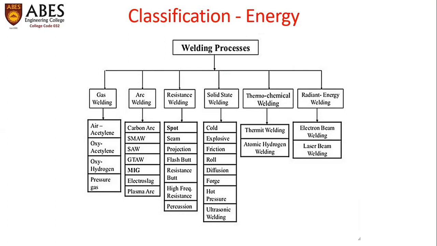The solid state welding includes cold welding, explosive welding, friction welding, roll welding, diffusion welding, forge welding, hot pressure, and ultrasonic welding. Another classification is termed thermochemical welding, which uses thermochemical energy, which includes thermite welding, atomic hydrogen welding. The last classification is radiant energy welding, in which unconventional methods of welding are used like electron beam welding, laser beam.